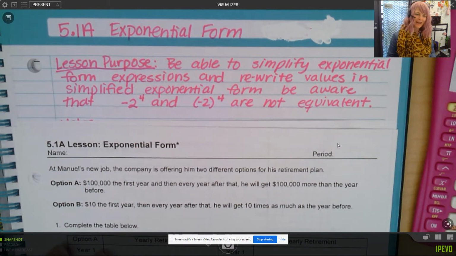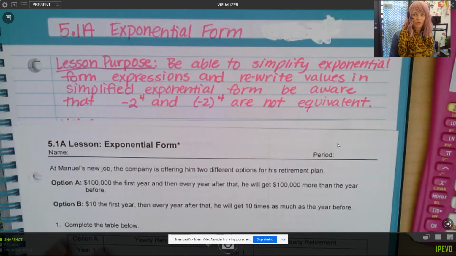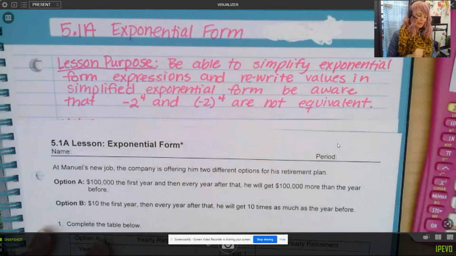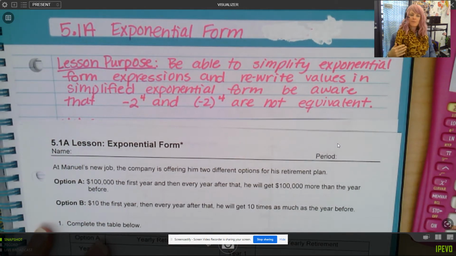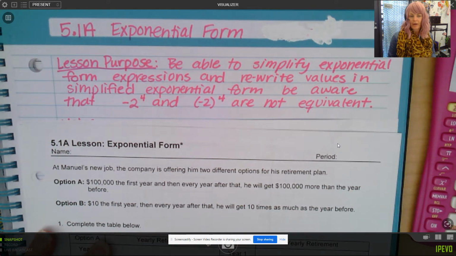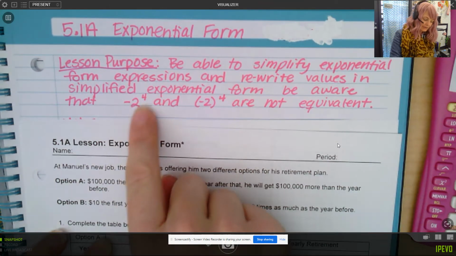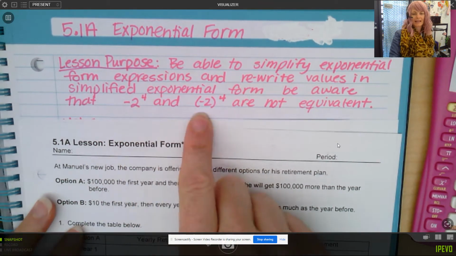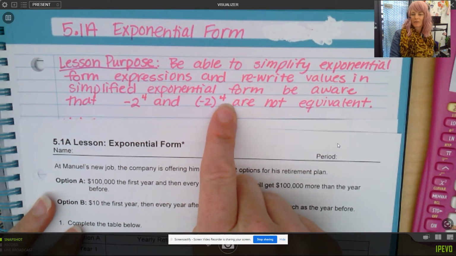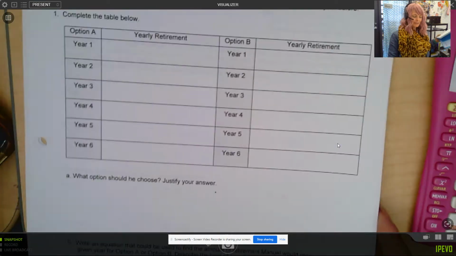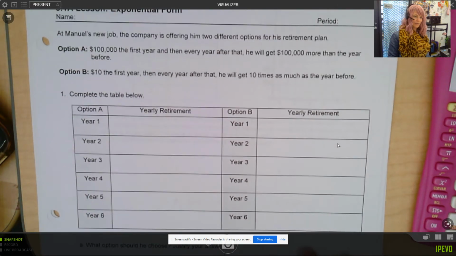We're starting module 5, and we're going to be talking about what exponential form means and exploring that form. Our lesson purpose today is to be able to simplify exponential form expressions and rewrite values in simplified exponential form. And be aware that negative 2 to the fourth power without parentheses and negative 2 in parentheses to the fourth power are not equivalent. So let's explore a little bit about exponential form.